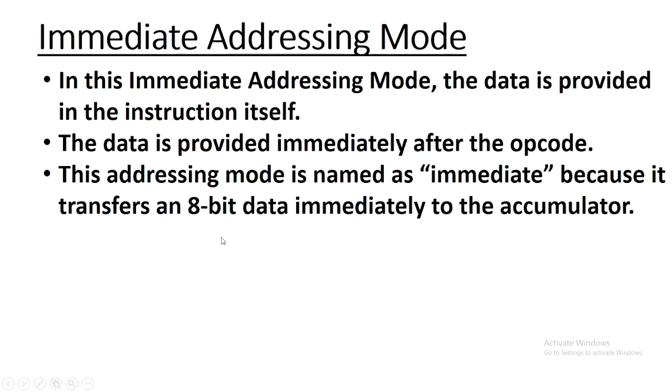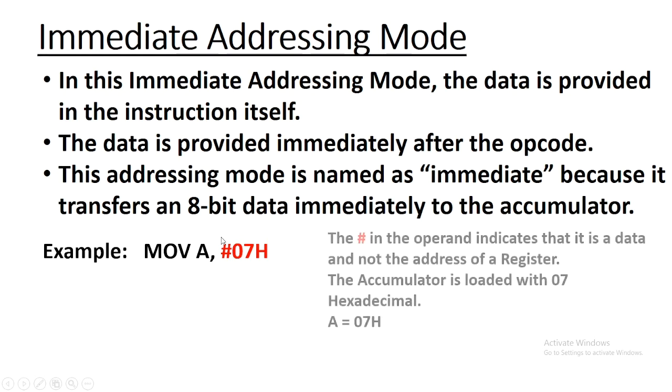First is immediate addressing mode. In immediate addressing mode, the data itself is a part of the instruction. In the instruction, data is directly present. Why is it called immediate? Because it transfers 8-bit data immediately to the accumulator or any register, and that's why it is called the immediate addressing mode. For example, MOV A, #07H.